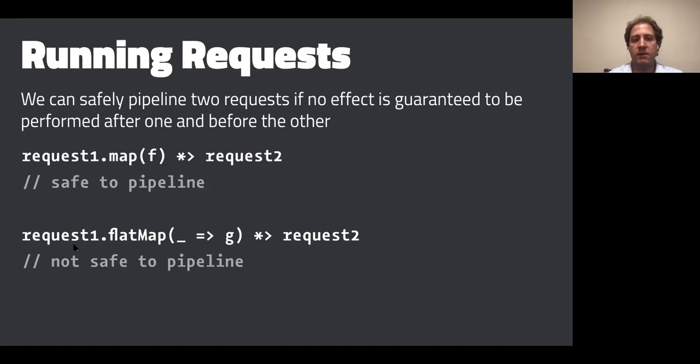But on the other hand, if we have something like this, where we're flat mapping that first request with some arbitrary other effect, we can't pipeline these two, because this effect could be printing the result of this first request, or it could be logging something. It could be doing something. It's guaranteed that this is going to be done before this. So we'd potentially be changing the meaning of our program if we pipeline these two together. We can't do that.